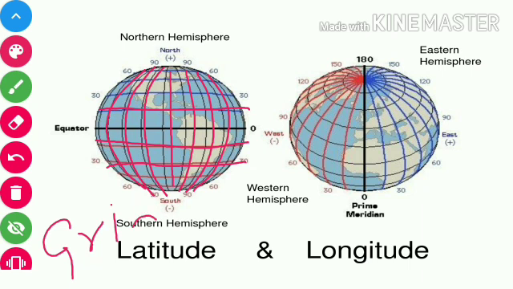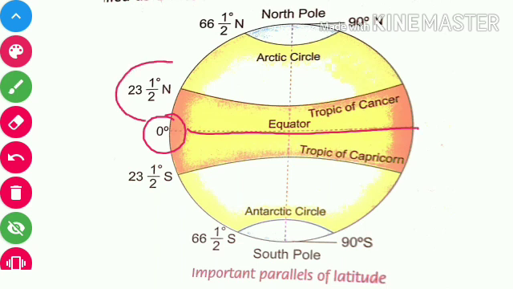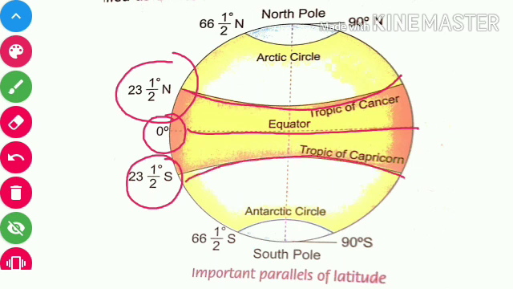There are some important parallels. These are marked and named as under. So, 0 degree north and south is the equator. 23.5 degree north is the Tropic of Cancer. 23.5 degree south is the Tropic of Capricorn. 66.5 degree north is the Arctic Circle. 66.5 degrees south is the Antarctic Circle.